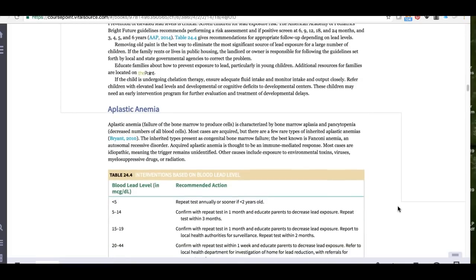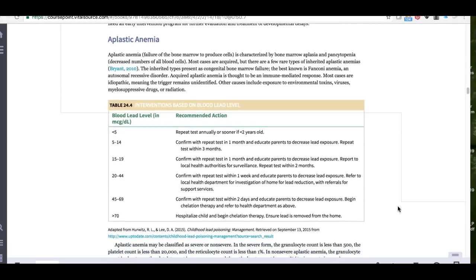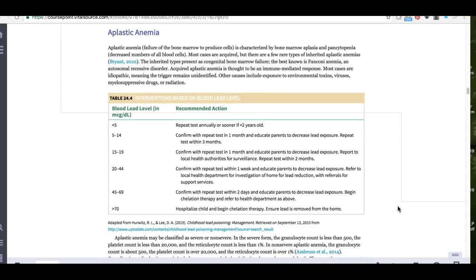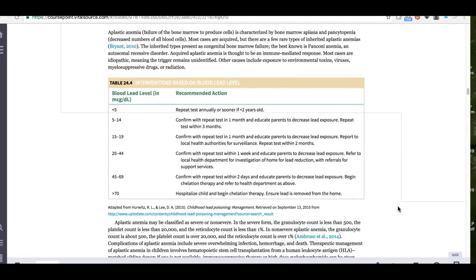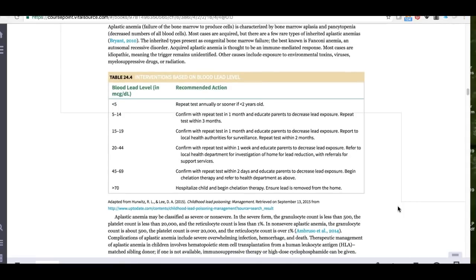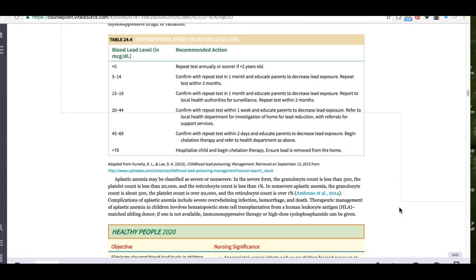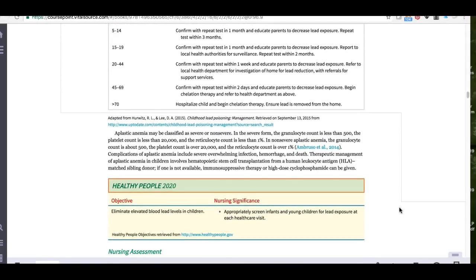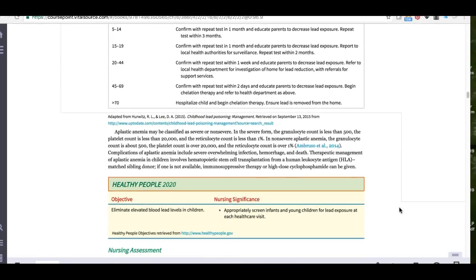Okay, aplastic anemia. We talked a little bit about that. It is an across-the-board wipeout of the bone marrow, okay? So pancytopenia is what it's called, decreased number of all of the blood cells. As you can see, it puts you at risk for a lot of things, for bleeding, for infection, for anemia itself. So the treatment for that, most of the time, is a stem cell transplant.